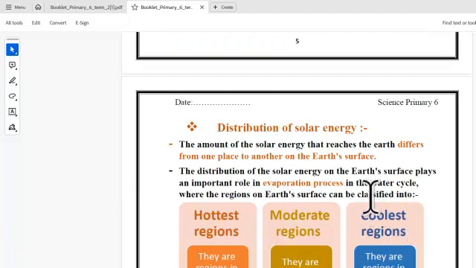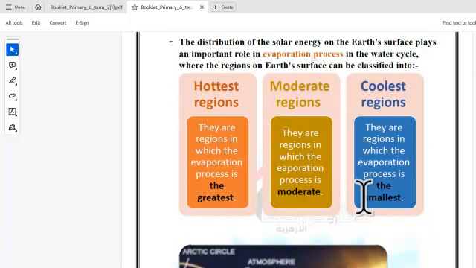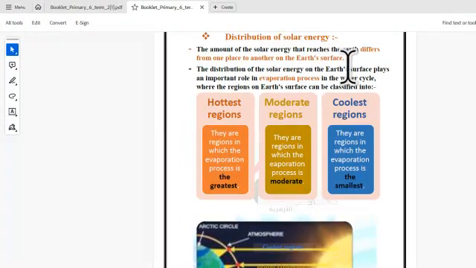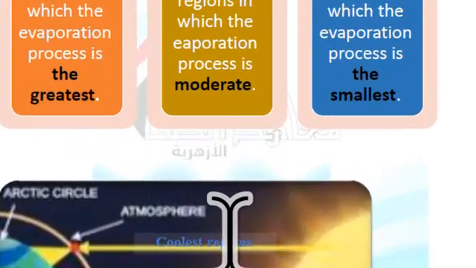Distribution of solar energy. The amount of solar energy that reaches the Earth differs from one place to another on the Earth's surface. The distribution of solar energy on Earth's surface plays an important role in the evaporation process in the water cycle, where the regions of Earth's surface can be classified into hottest region, moderate region, and coolest region.